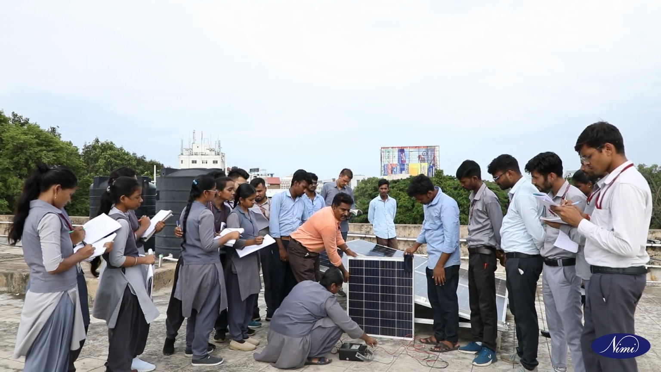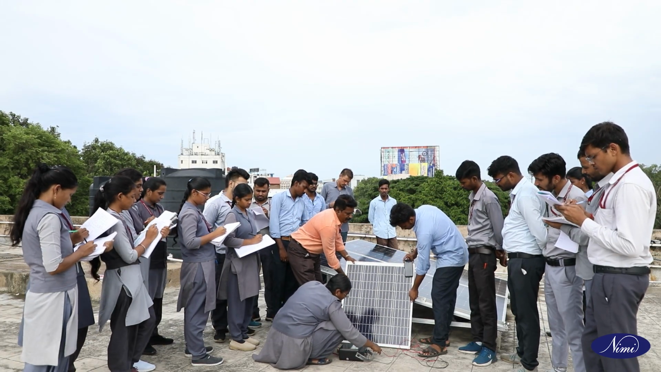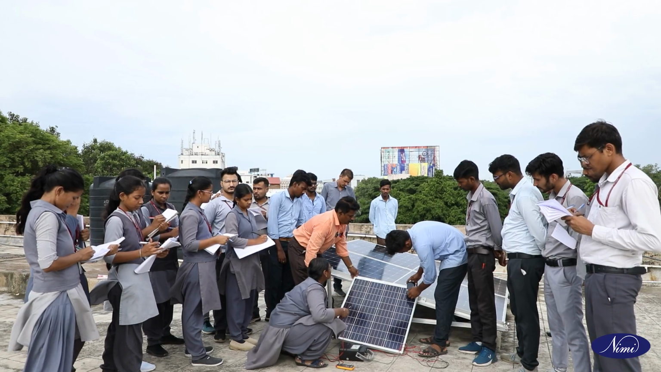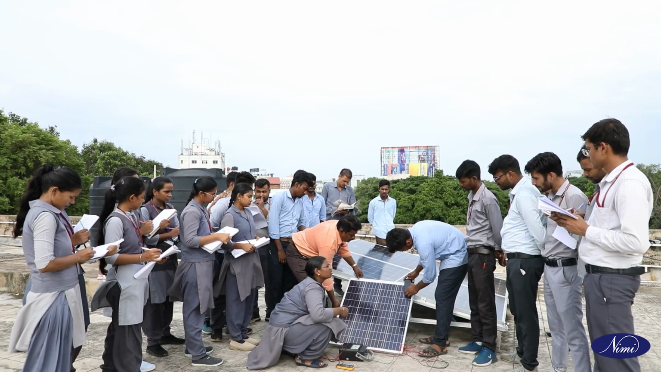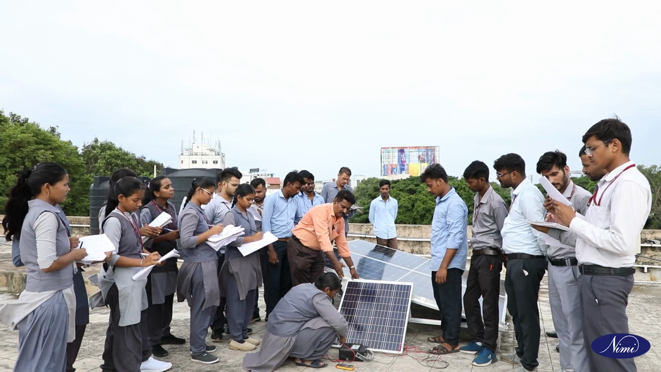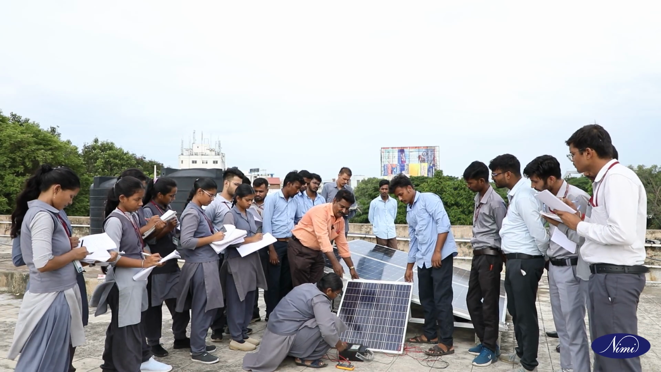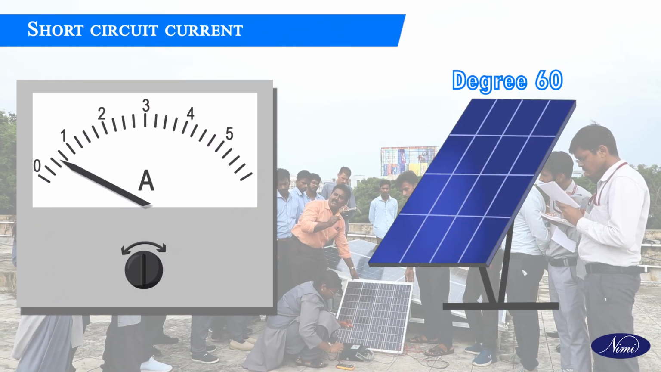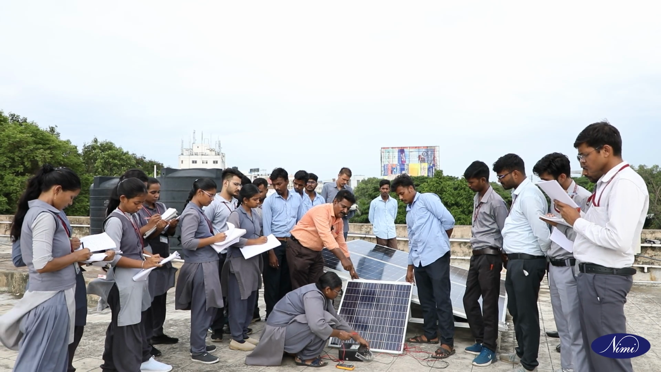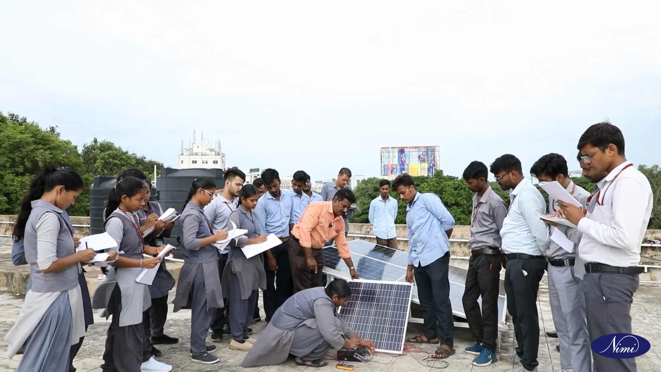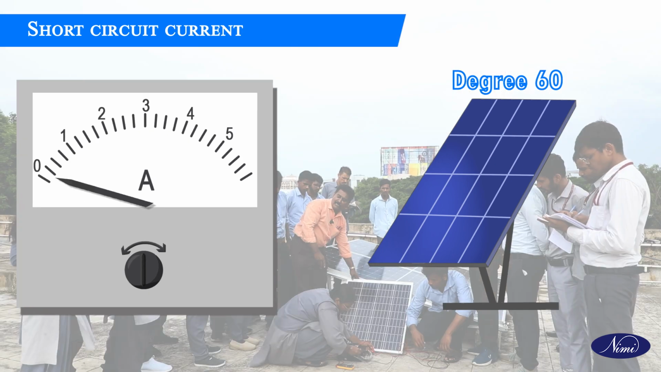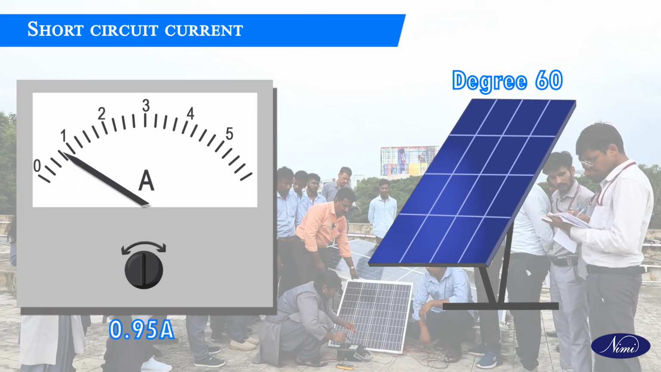Now, we are going to change the inclination angle from 90 to 60 degrees. So, now here it is 60 degrees. Now, measure the short circuit current. What is the short circuit current? It is 0.95 amps. This is the short circuit current when the solar panel is at 60 degrees. Now, we measure the open circuit voltage. How much? 19.7 volts. Okay.